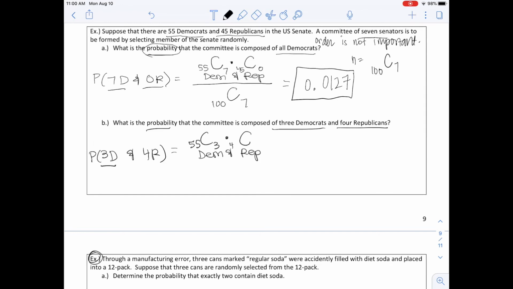And for Republicans, if you look up above, we have a total of 45, and we are going to be selecting 4. I'm then going to divide this by our sample, which is going to be 100 choose 7. So again, substituting all this in on your calculator, you arrive at an answer of 0.2442.